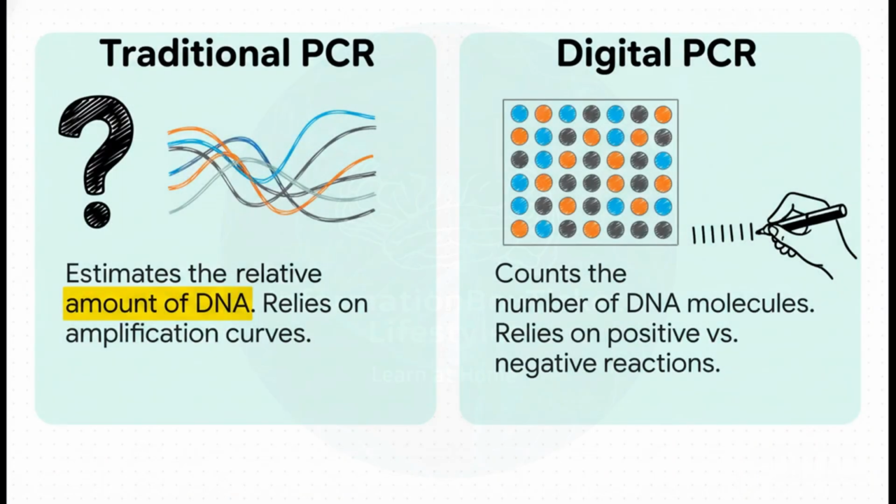And this is really where the big change comes in. You see, traditional PCR, the older method, kind of gives you a relative estimate. It's like looking at a crowd and saying, yeah, there are more people over there than over here. It's all based on how fast a signal grows. But digital PCR, or dPCR, it doesn't estimate. It gives you an absolute count. It's like counting every single person in that crowd, one by one. It tells you the exact number of molecules you started with. And that, right there, is the game changer.